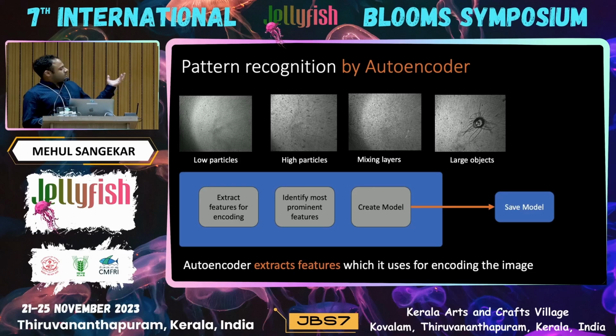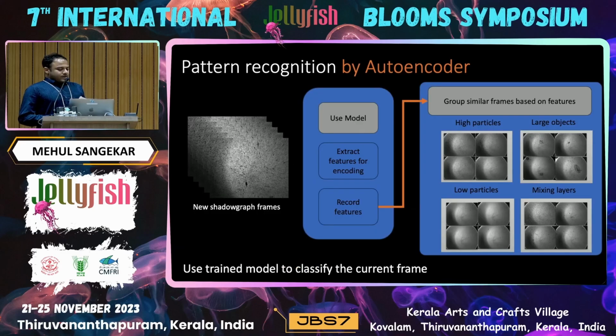So if a frame with any of these things came, it would extract features. And then we tried it on actual shadowgraph data. The idea was that the autoencoder would again extract features from the current frame, match them against the trained features, and decide whether this frame is closer to a high particle frame, a low object frame, a mixing layer frame, or there's a big animal inside.